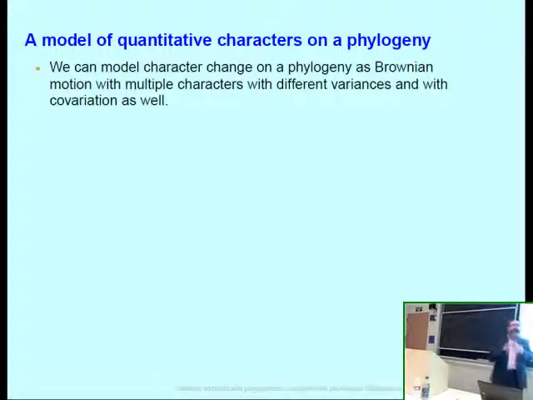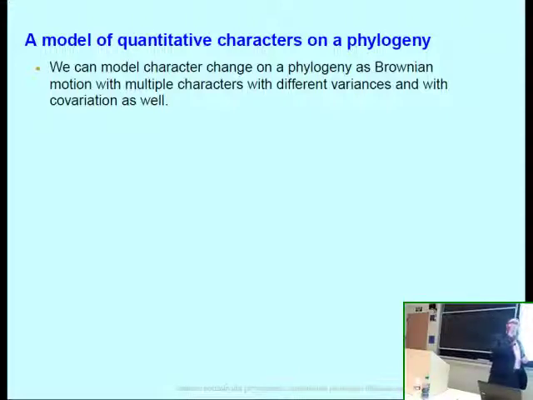And you're basically saying that any given scale that you measure, if you follow it through time on a lineage, it will wander back and forth on its scale according to some kind of Brownian motion process with some variance through time. If you have multiple characters, you're going to have different rates of change in the different characters, and furthermore, they're going to co-vary with each other in a way that you have to infer. You don't know in advance. There'll be some kind of correlations among their Brownian motion.